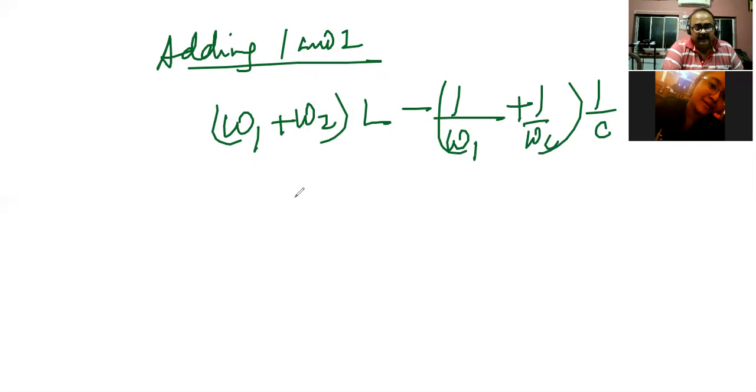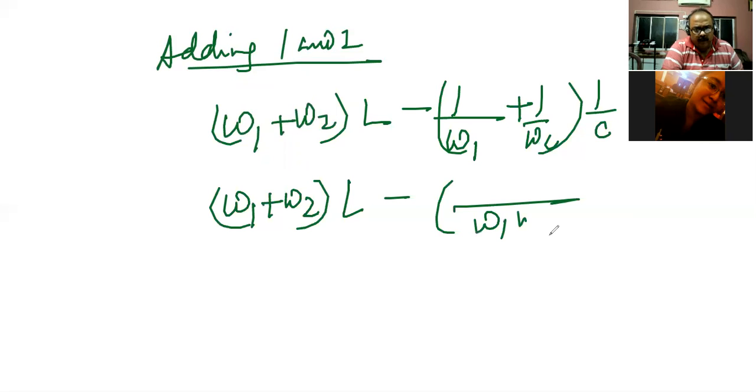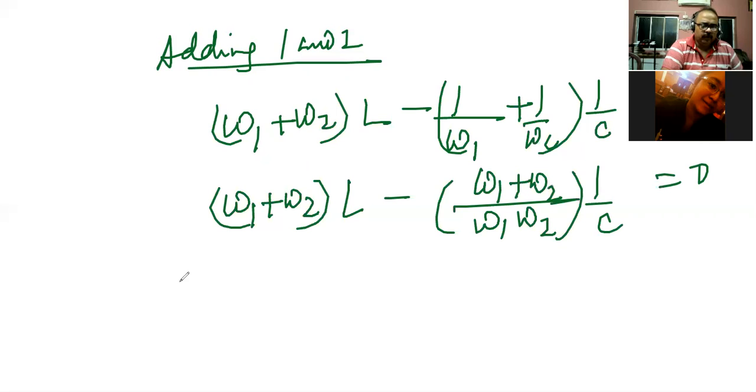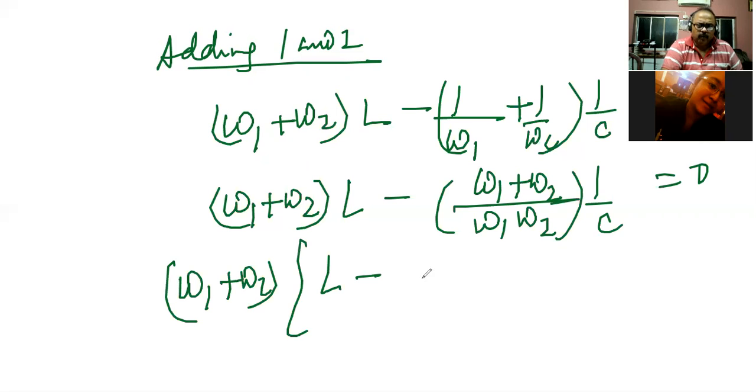Or if I do the basic calculation over here, so I'll get 1 by omega 2 whole L minus, this will be equals to omega 1 omega 2 into 1 upon C. So this will be equals to 1 by omega 1 plus omega 2. So this is equals to 0. So omega 1 plus omega 2, if I take common, so this will be equals to L minus 1 by omega 1 omega 2 whole into C. This is equals to 0.